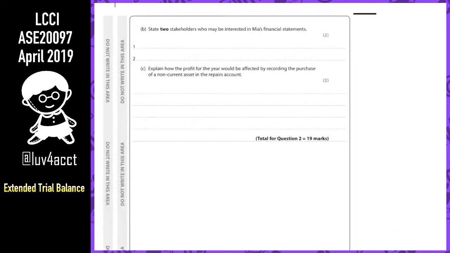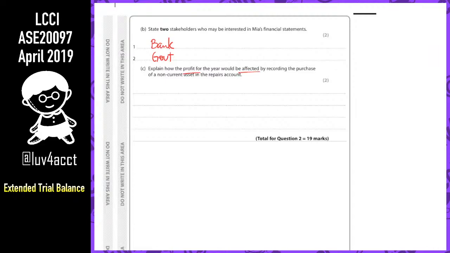Next, state 2 stakeholders who may be interested in MIA's financial statements. It is too easy for you. Always give the bank, always give the government. If you have to give more, you can have supplier, customer, or competitor, something like this. Part C, explain how the profit for the year will be affected by recording the purchase of a non-current asset in the repairs account. So how profit would be affected.